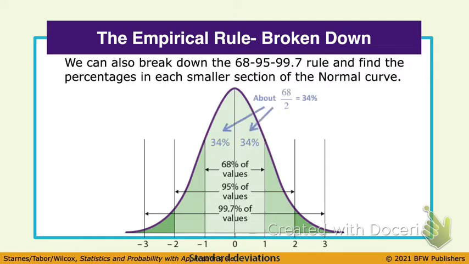Furthermore, we can break down the sections of the normal distribution into these smaller sections. So, if 68% of the data is within 1 standard deviation, and these are symmetric sections, then if I take 68% and divide by 2, each of these sections on either side of 0 is going to have 34% of the data. So from 0 to -1, that is 34% of the data. And from 0 to +1, that's 34% of the data.